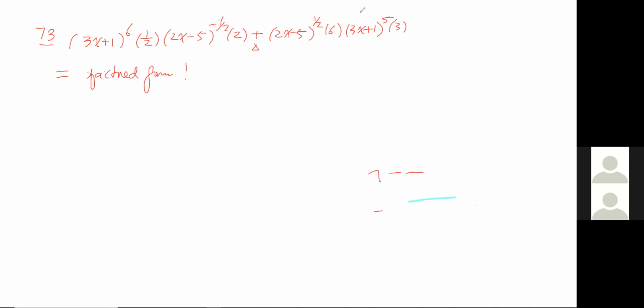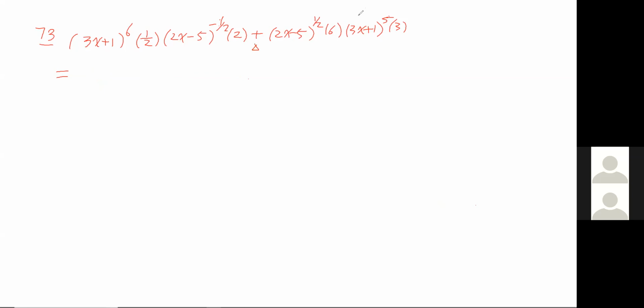Okay, a over b is considered to be a factored form, or a over b form, quotient form. So these are the ones you like. So to do that, obviously you need to see the common factors. You can see that here.